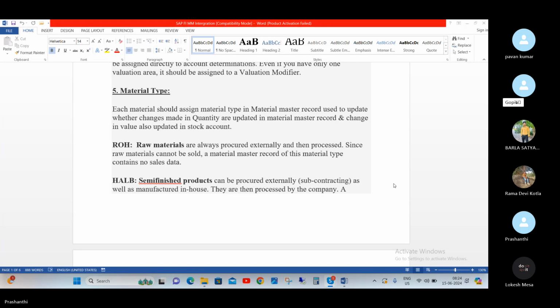Each material should be assigned a material type in the material master record. It tells the system whether changes made in the quantity are updated in the material master, and whether changes in value are also updated in the stock accounts. ROH is raw material and HALB is semi-finished goods. And finished goods, what are finished goods?